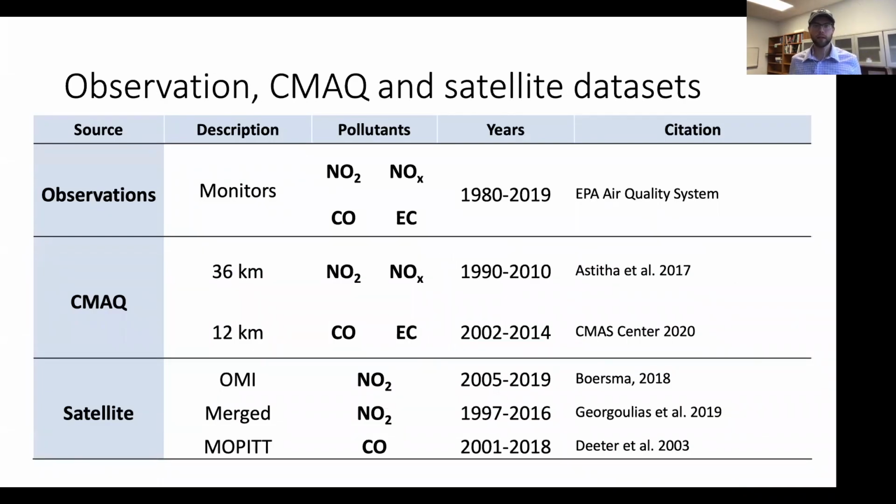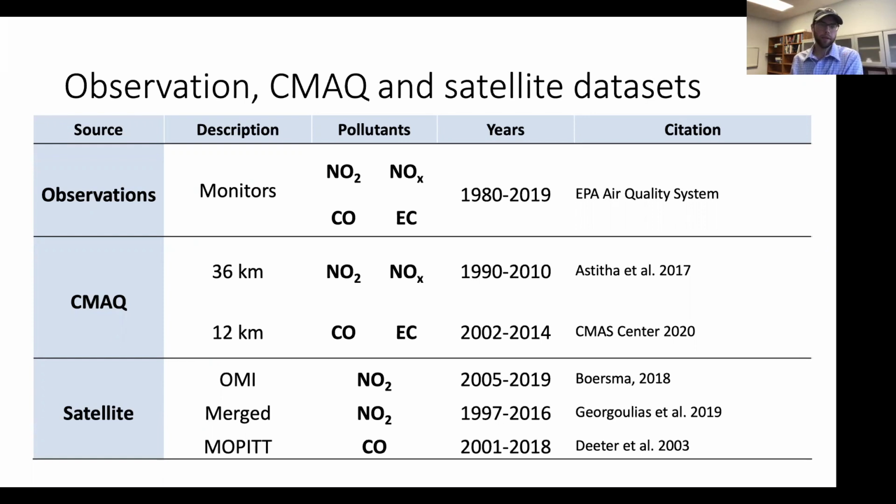The data that's going into our analysis: we have observations at that top row, monitors, all of the EPA AQS monitors from 1980 until now. Those have all 4 pollutants. CMAQ will be looking at both 36 kilometer and 12 kilometer. Again, all 4 pollutants with some differences in the years available. So these are long-term simulations provided by the EPA.